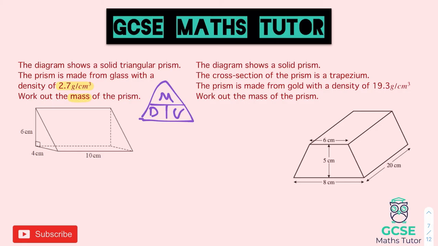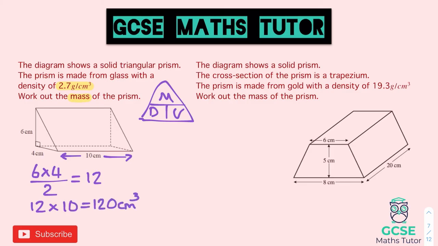So again, this has a triangular cross section. So we'll take the base times the height, which is 6 times 4. We'll divide that by 2 and that gives us 12 as the area of the face. The length that it goes through just here is 10 centimeters. That's nice and easy for us to work out. So 12 times 10 is 120, and that'll be centimeters cubed, and that's its volume.